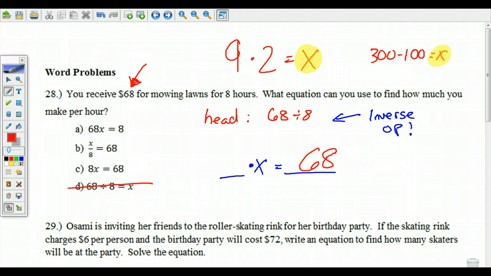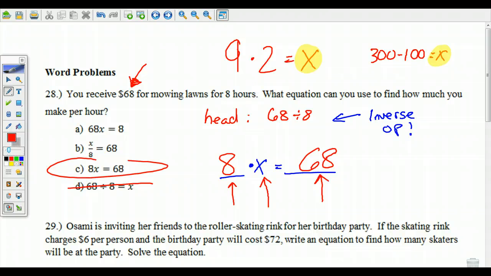And then you are mowing lawns for 8 hours. So it would be 8 hours times what you make per hour is equal to your total. So the answer there is C. A lot of people will try to do different types of equations, but none of them actually work out that way. A is wrong because you'd have to change it to a division there. B is wrong because your x value would have to be something really, really big. It would actually be 8 times 68 there.